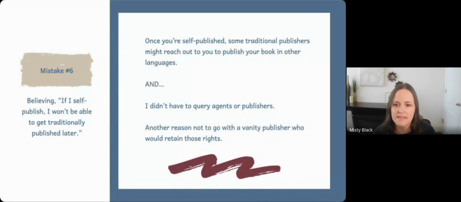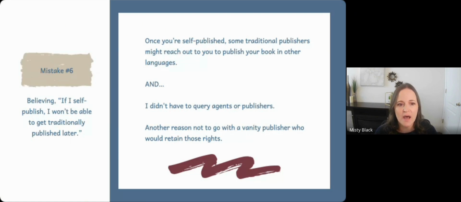Mistake number 6 is believing that if I self-publish, I won't be able to get traditionally published later. So my little secret is that once you're self-published, some traditional publishers might reach out to you to publish your book in other languages. And I've had this happen several times. I've sold the rights to 5 of my books in other languages, and the advance royalties I received were often more than I spent on creating the book in the first place. In every one of those instances, the publisher reached out to me. I didn't have to query agents or publishers.